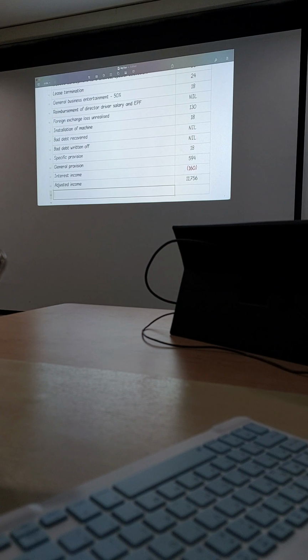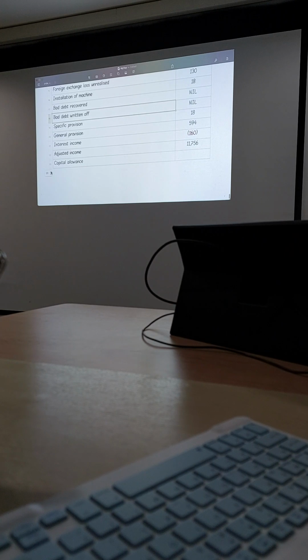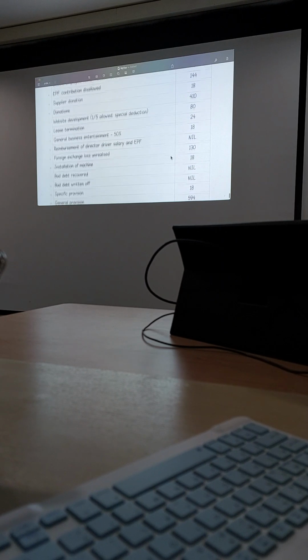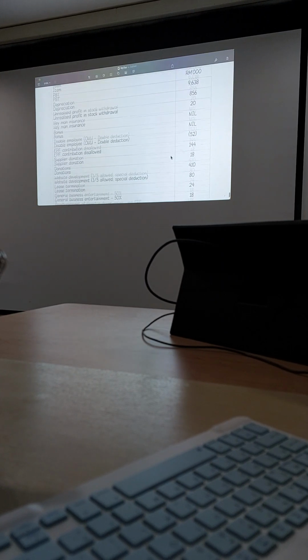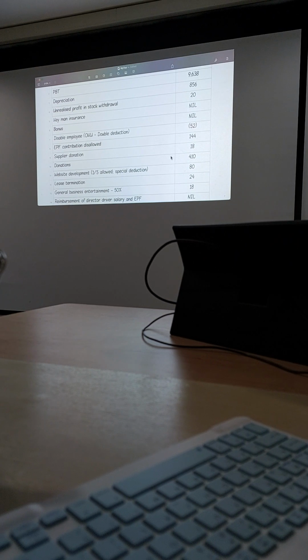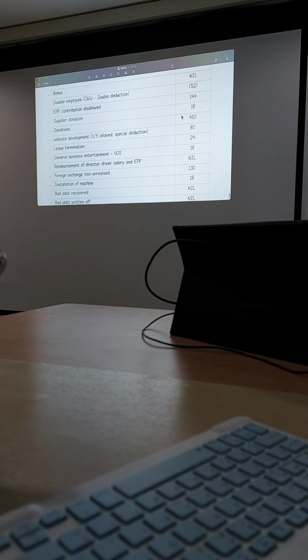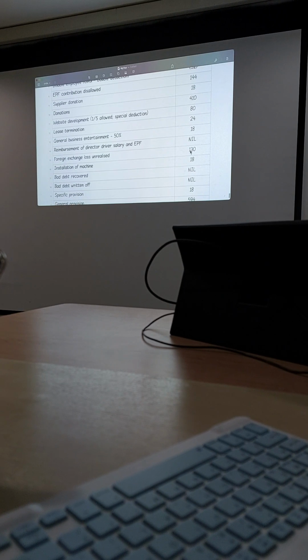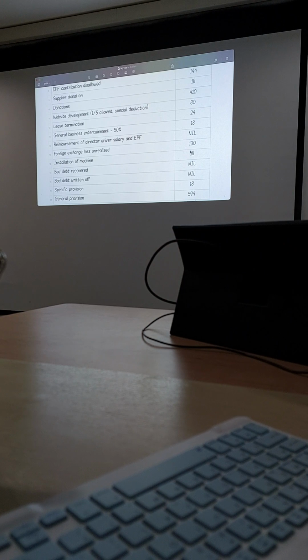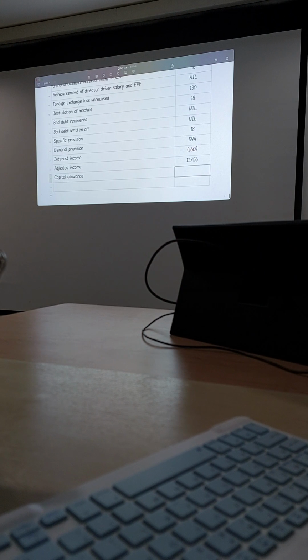Why can't I get the capital? This one must go further a bit, sir. No, the adjusted income isn't matching. If you followed all my numbers correctly, you should have got that. 968. There's no empty number. Supplier donation 18, right? That 130, right sir? Donation 40. Okay, got it. Plus press 6.